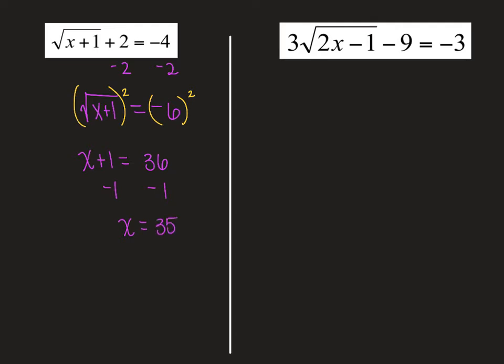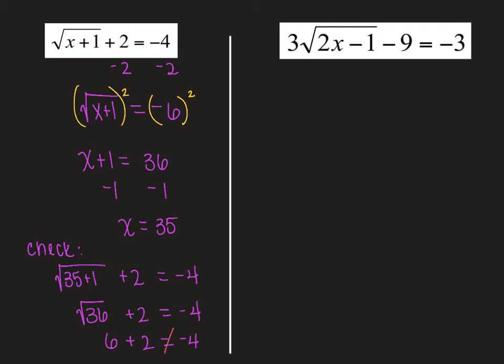This feels great, but we do still need to check it. When we plug it in, we get the square root of 35 plus 1, plus 2, equals negative 4. That means we're taking the square root of 36 plus 2 equals negative 4. And that's telling us that 6 plus 2 equals negative 4. I don't know about you guys, but in my book, 8 does not equal negative 4. So we actually have, here's our first one, an extraneous solution.